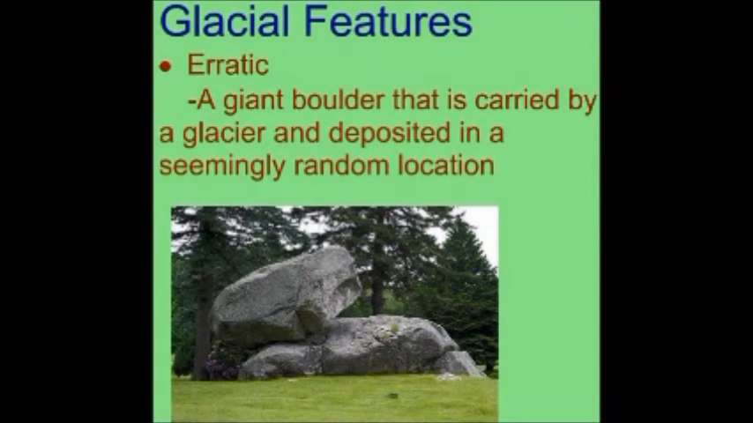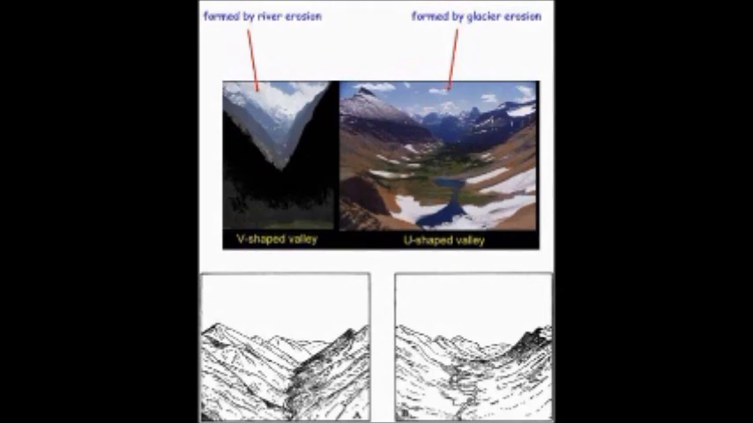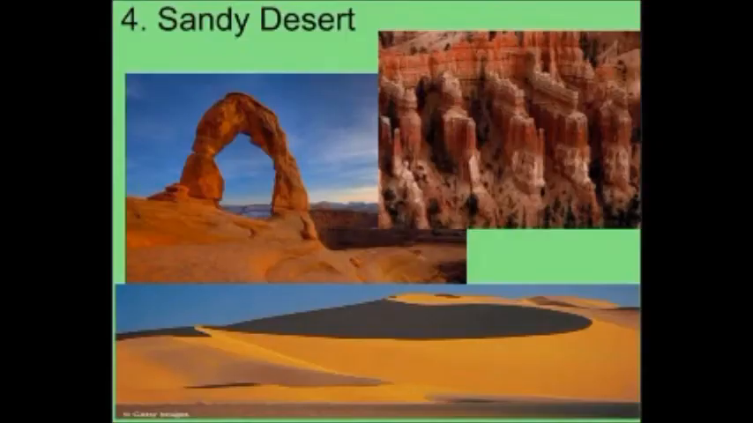Other glacial features can be an erratic, which is a giant boulder that's carried by a glacier and deposited in a seemingly random location. Glacial till is any unsorted sediment left behind by a glacier, which is much of what the topsoil in New York State is. A V-shaped valley is caused by a river, but a glacier causes a U-shaped valley.